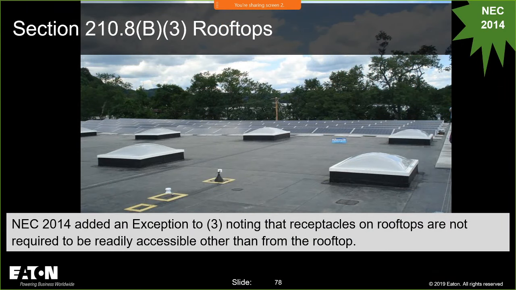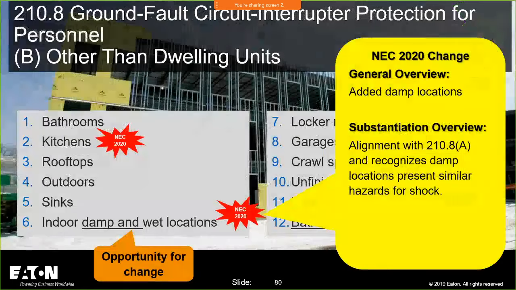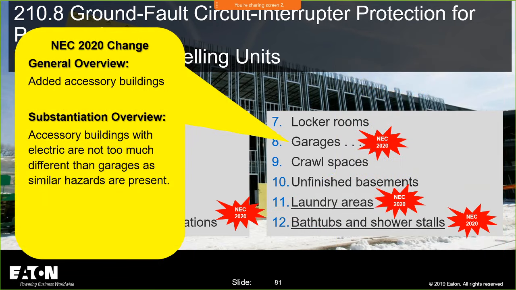Rooftops was added in '14. They added an exception in '14, noting the receptacles on rooftops are not required to be readily accessible other than from the rooftop. We changed the measurements in the '17 for sinks. And then in the 2020 cycle, again, there's an opportunity for change. We got damp or wet locations. That's in 210.8(B) now. So we have it in (A) and we got it in (B).